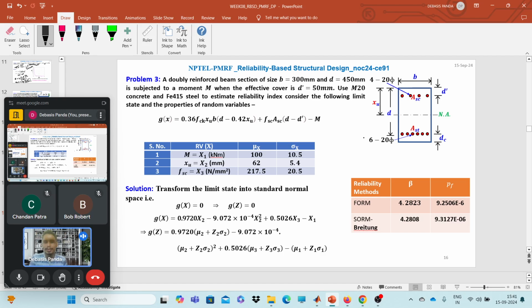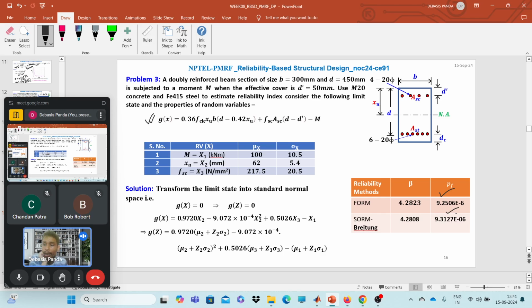like this. This is our doubly reinforced beam section. And for concrete failure, the G(X) is given like this. Here we have three random variables: M, U, and FSC. So we have solved using FORM, and FORM gives me PF equals 9.2506, and the second order reliability method gives these results.